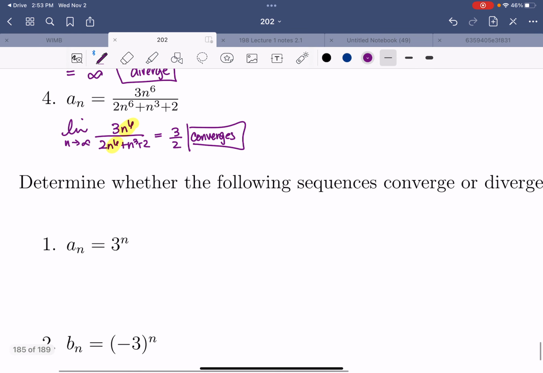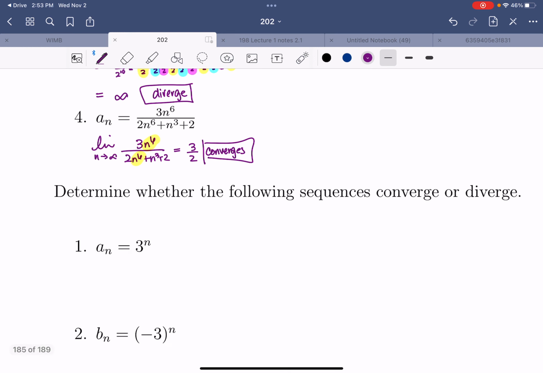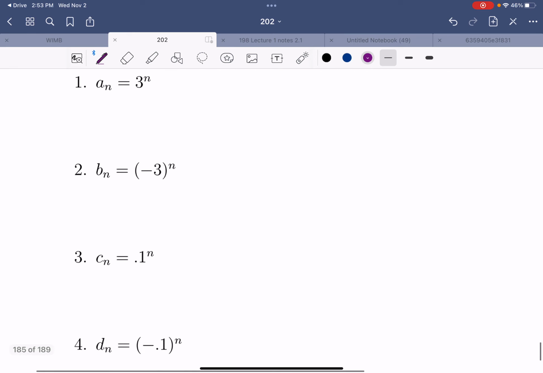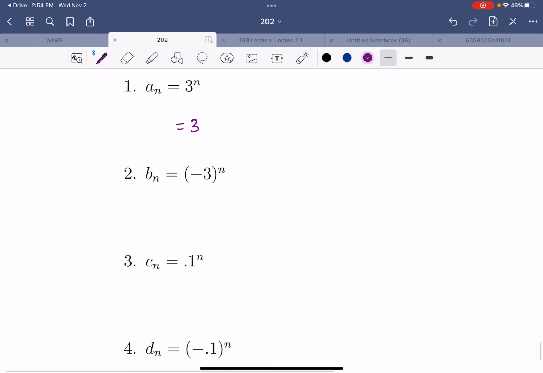Okay, now what's next? We want to decide whether these sequences converge or diverge. Now notice that these are all a number with an n power. So what happens with 3 to the n? So as n gets large, 3 to the infinity, you're taking 3 to a ridiculously large number. That's going to be infinite, right? So this one will diverge.